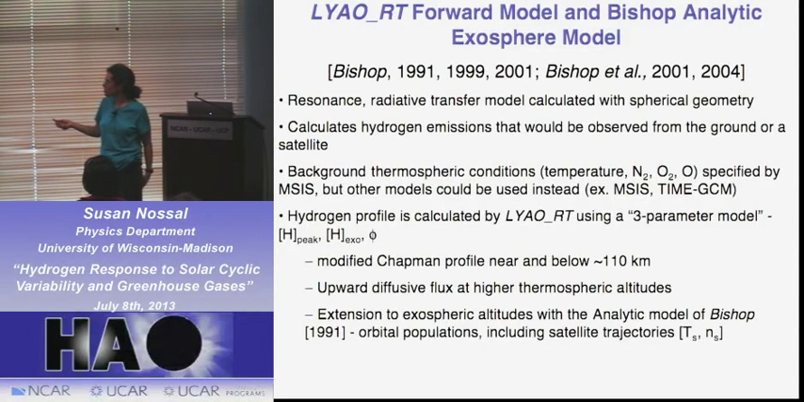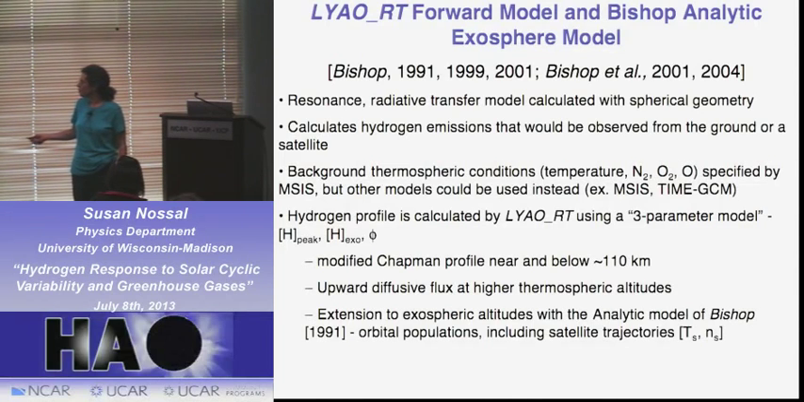Various versions, or a TIME-GCM as an example, or perhaps a global mean model. That's the background thermosphere condition. You can either specify the hydrogen distribution from a model, or the model can calculate a hydrogen distribution using a three-parameter model. That provides a modified Chapman profile near and below 110 kilometers, a diffusive flux at higher thermospheric altitudes, and extension to exospheric altitudes. So the peak hydrogen density, the exospheric hydrogen density, and the flux are the three parameters used to define the thermosphere.